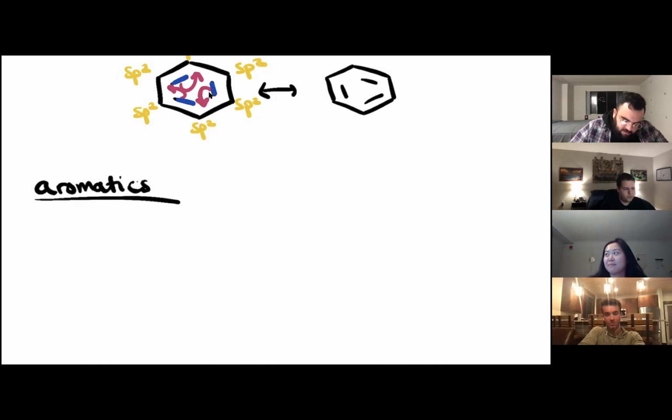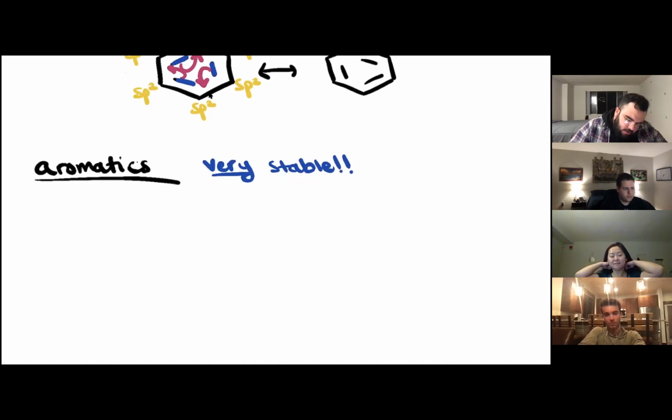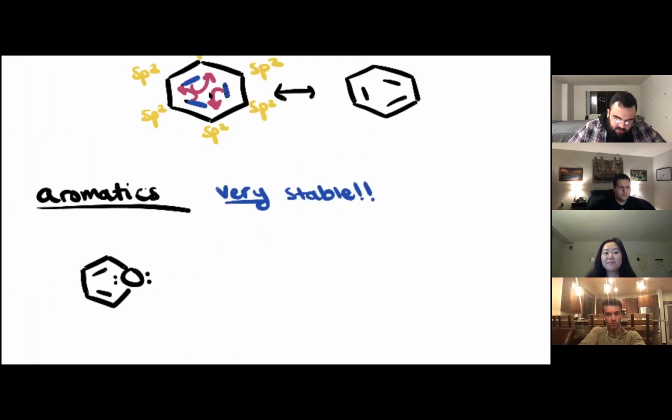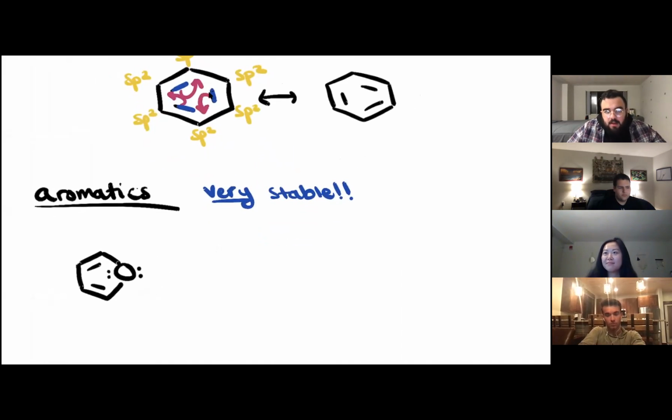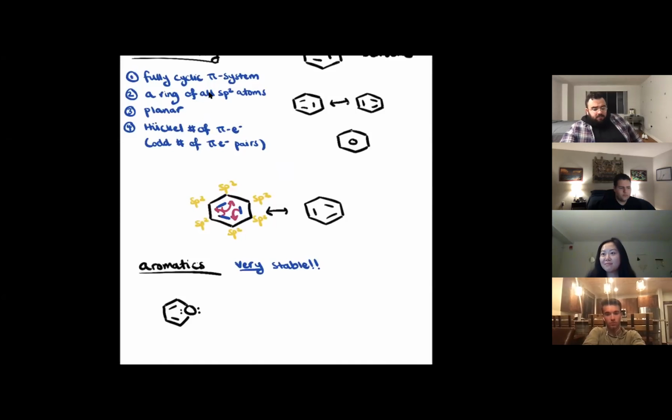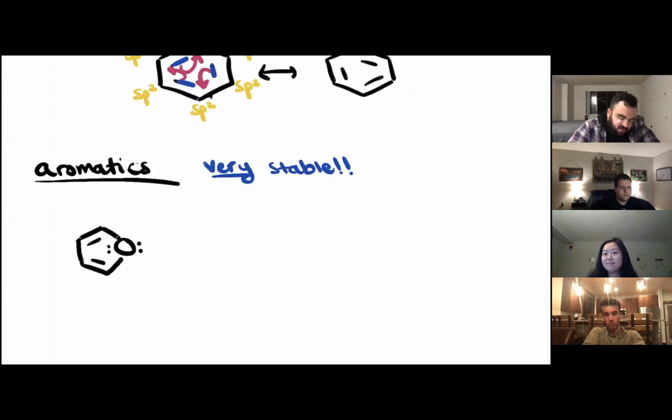I should also specify that aromatics are very stable. And then we see that for aromatics, we have things like furan. Again, you have your fully cyclic pi system. You can resonate your electrons all around. I don't have time to draw out all the resonance structures, but you can do it on your own. Also, a ring of all sp2 atoms. That's very important for a very specific reason. It's planar, and then you have 3 pi electron pairs that cycle around the ring.